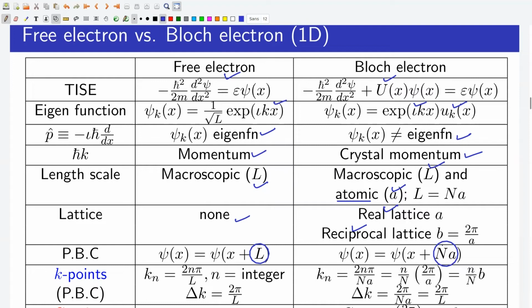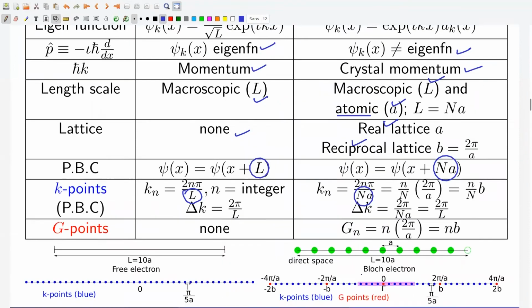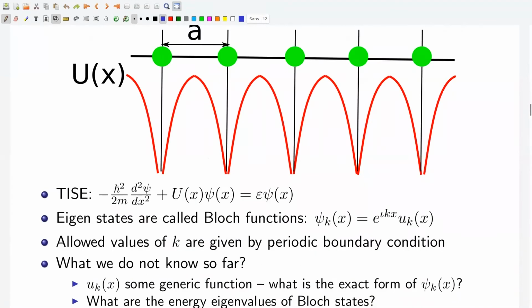Because of periodic boundary condition, k points are discrete and allowed k points are similar in both the cases. However, again, in case of Bloch electrons, L is replaced with n times a. Since we ignore the lattice, we do not have g points in case of free electrons.